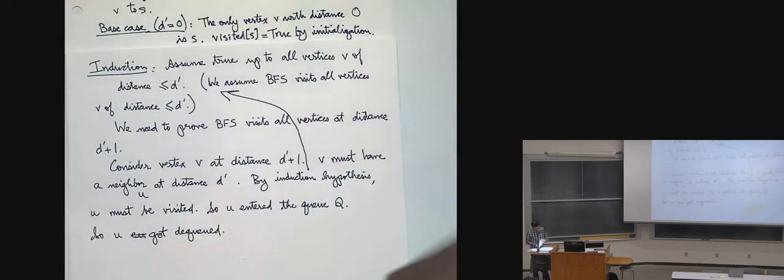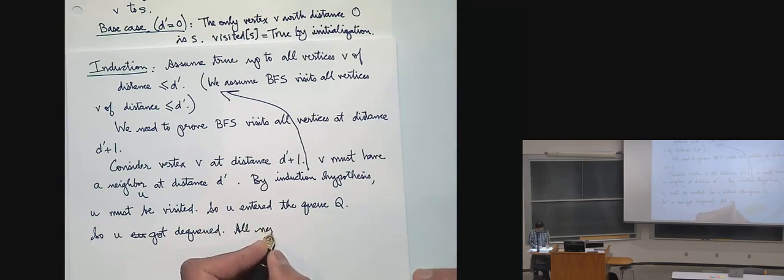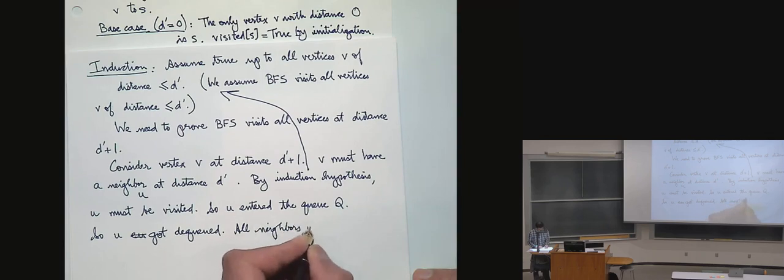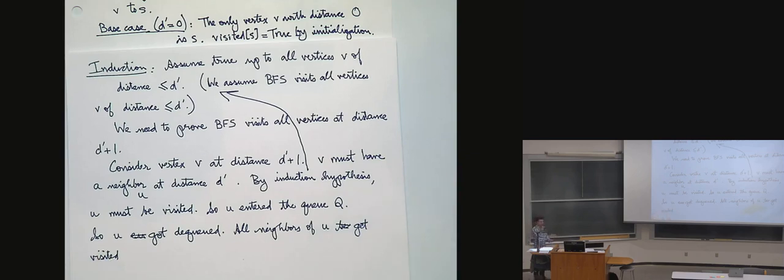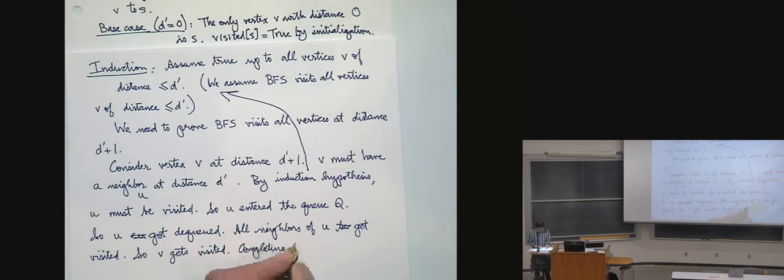Okay, U got dequeued, and so all neighbors of U get visited. Either they were visited before or they get visited at that step, but they all get visited. So V gets visited. That's the induction. All neighbors of U get visited, so V gets visited, completing the induction.